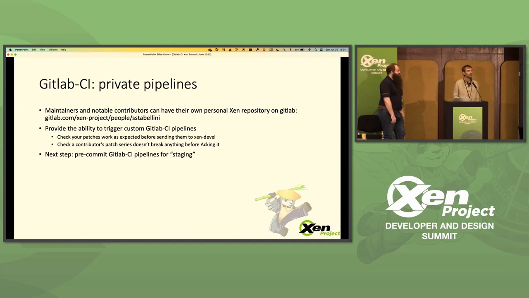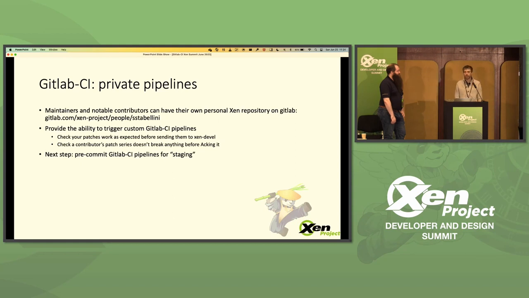That can be used for any sort of thing, including testing your own in-development code, in-development patches, or testing someone else's patches because you're not fully convinced that they work as those guys claim they do, or whatever reason. You can trigger your private pipeline today extremely easily.